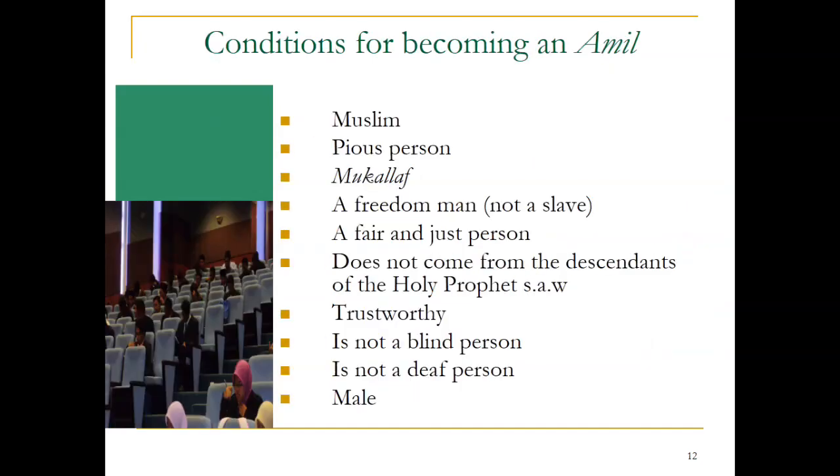Now let's look at the conditions for becoming an amil. So basically an amil must be a Muslim. An amil is the one who can collect the zakat money from the people, and must be pious and mukallaf, which means having the ability to know what is right and wrong, and a free man, not a slave, a fair and just person, and not from the descendants of the Holy Prophet Sallallahu Alaihi Wasallam. The descendants of the Holy Prophet cannot become amil. Then trustworthy, not a blind person, not a deaf person, and also must be a male. So a female cannot become an amil.